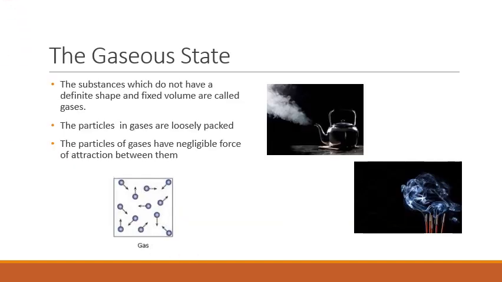The gaseous state. The substances which do not have a definite shape and fixed volume are called gases. So the gases don't have a fixed shape and a fixed volume. They take the shape as well as the volume of the container in which they are stored. Some examples of gases are the air we breathe, the steam coming out from a hot cup of tea, and the smoke coming out of an incense stick. So these are a few examples of gases.